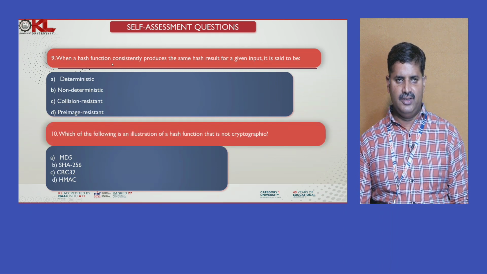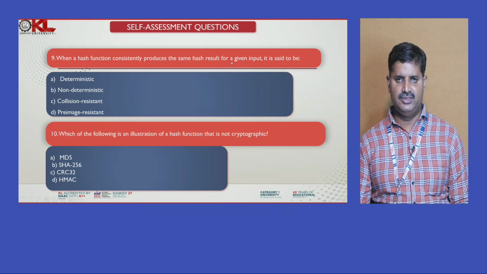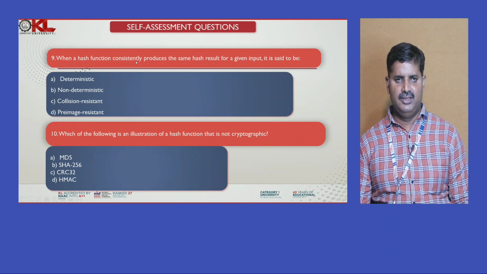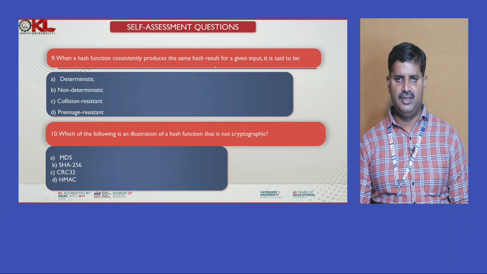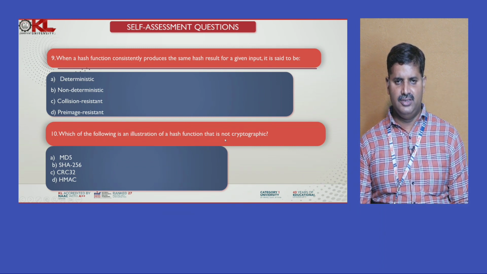And the ninth question is when a hash function consistently produces the same hash result for a given input, it is said to be non-deterministic, collision resistant, or pre-image resistant. So the 10th question is which of the following is an illustration of a hash function that is not cryptographic. Here CRC32 is a kind of hash function, but it is not cryptographic.